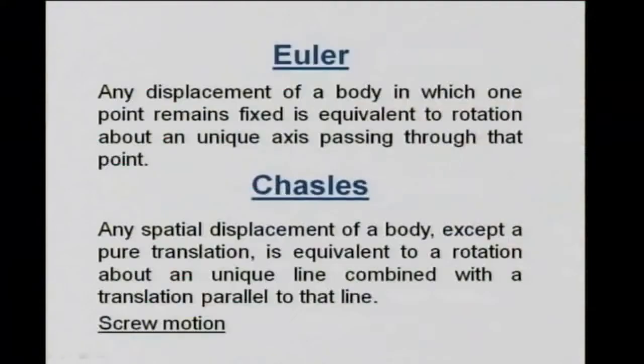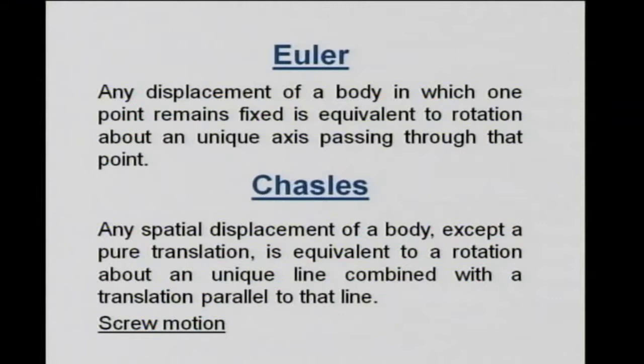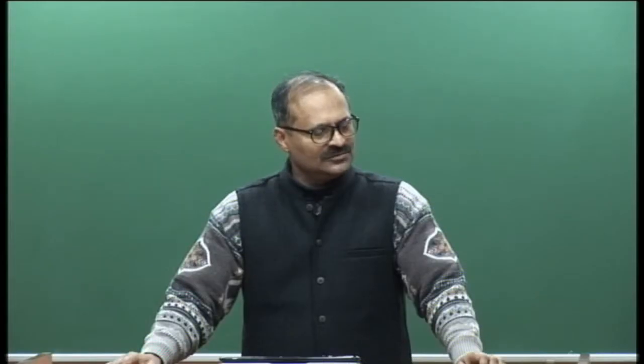We start by, well, translation is fairly simple and you've been dealing with it for a long time. You should know this theorem by Euler, that any displacement of a body in which one point remains fixed is equivalent to rotation about a unique axis passing through that point. You've seen this theorem before, right? Not in this form.